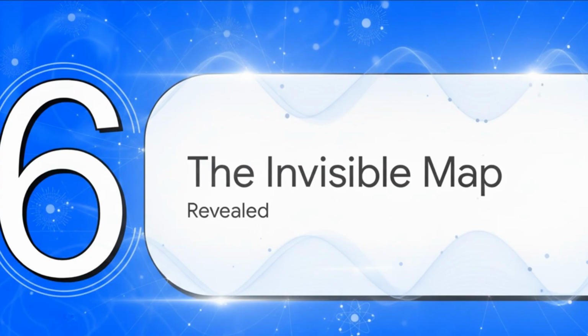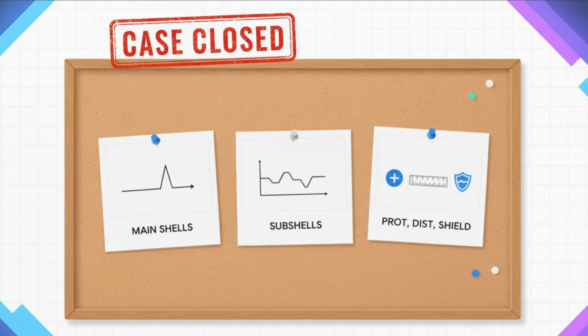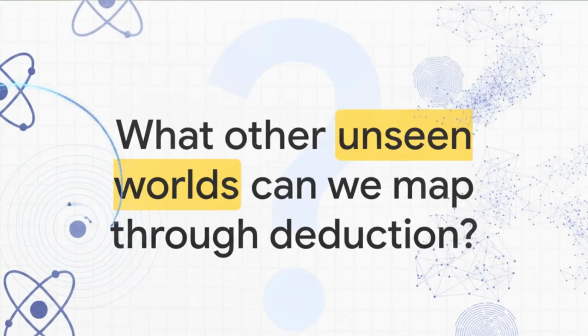And finally, part 6, the invisible map revealed. To sum this all up, the dry data of ionization energy isn't just a list of random numbers. It's literal forensic evidence. It proves that the main electron shells exist, it proves hidden subshells exist, and it shows how the basic rules of electrostatic attraction, protons, distance, and shielding really do govern our universe. Which leaves us with a truly fascinating thought to end on.